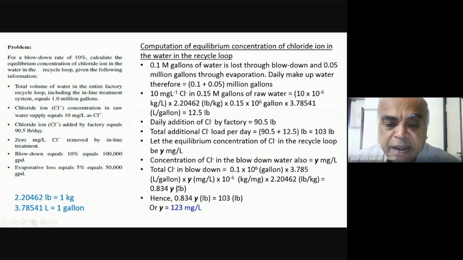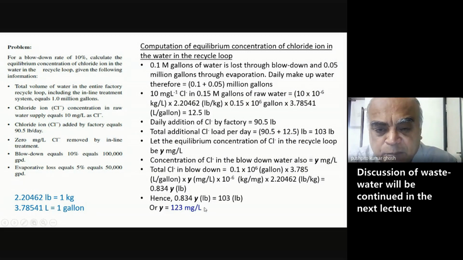So 0.834 y pounds must be equal to 103 pounds, because that is the amount of chloride that I have to let go so that it doesn't accumulate in my plant. And from here, if you do the calculation, y will be equal to 123 milligram per liter. I've taken y as milligram per liter, so that's the same. So this is how one can conserve water, by blowing down a part of the water and then only taking in that amount which I require.